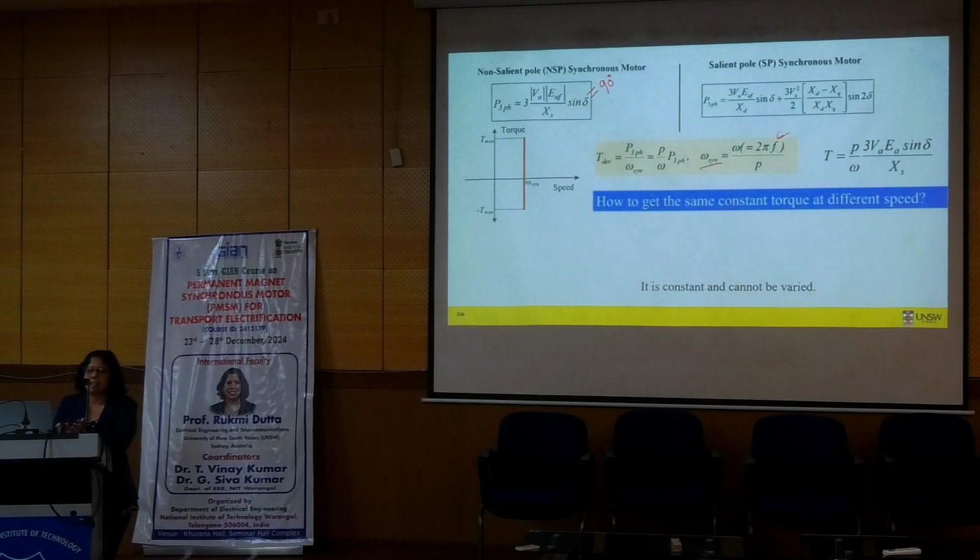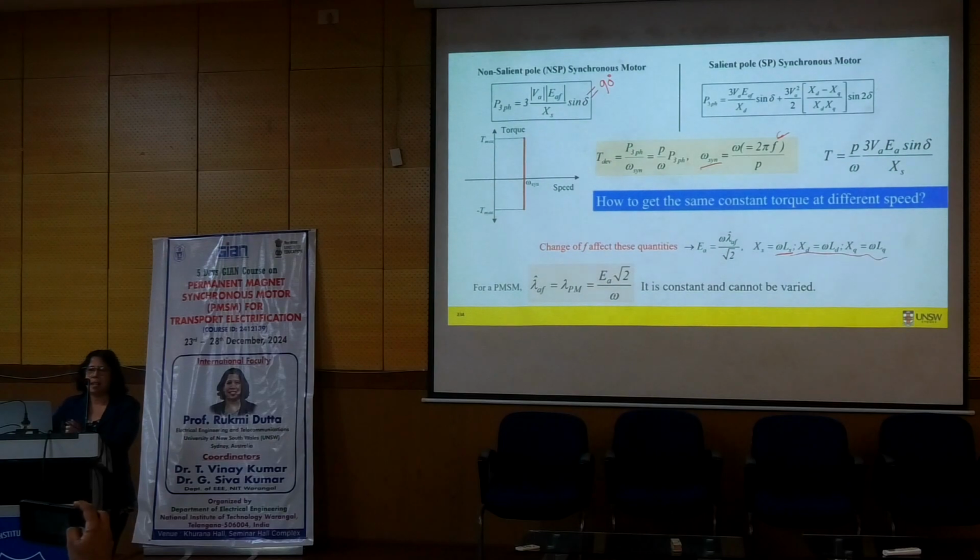Your synchronous reactance XS, or XD, is also going to change, right? These are all omega times inductance. So if you change frequency, your omega is going to change. So this reactance is going to change, and your back EMF is also going to change, right? Because back EMF is omega times flux linkage. So if omega changes or f changes, then this quantity is going to change.